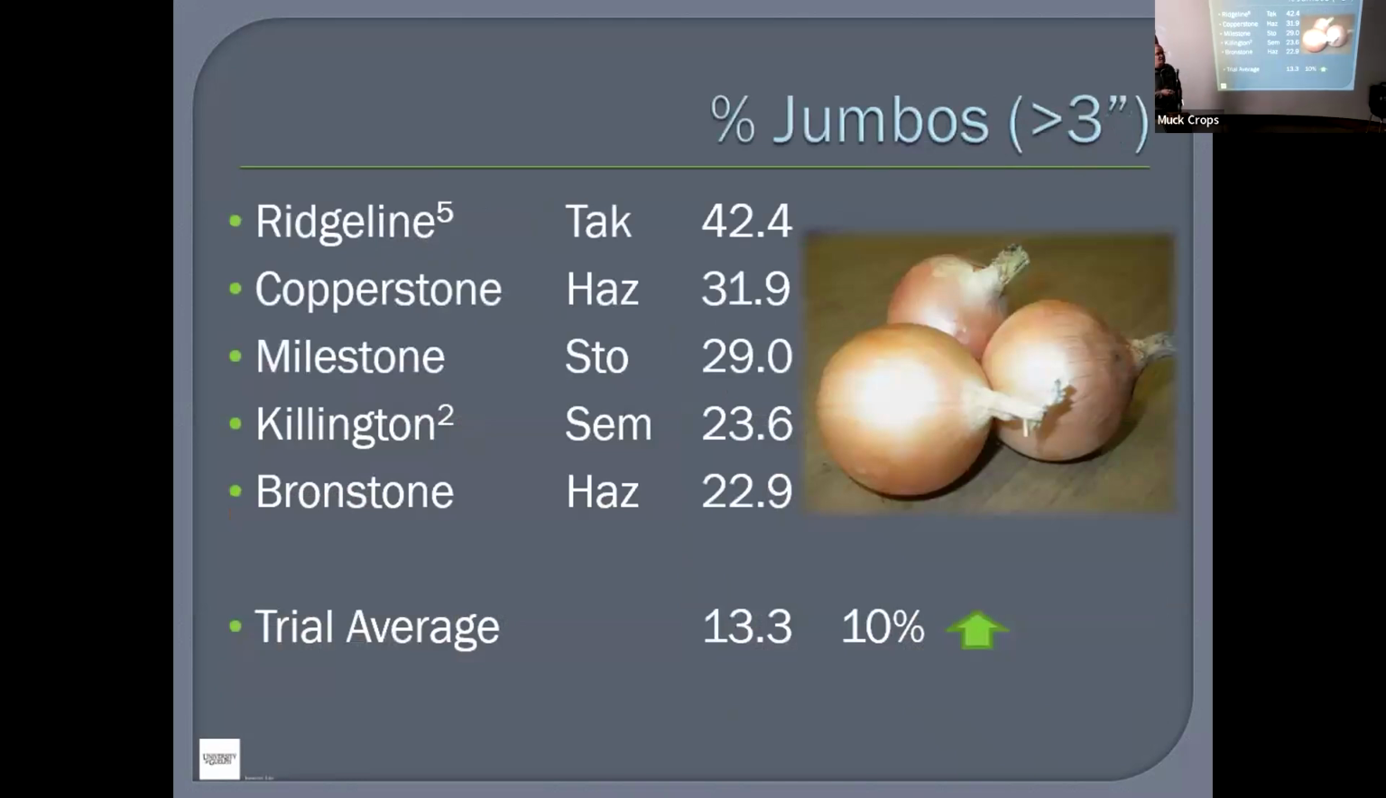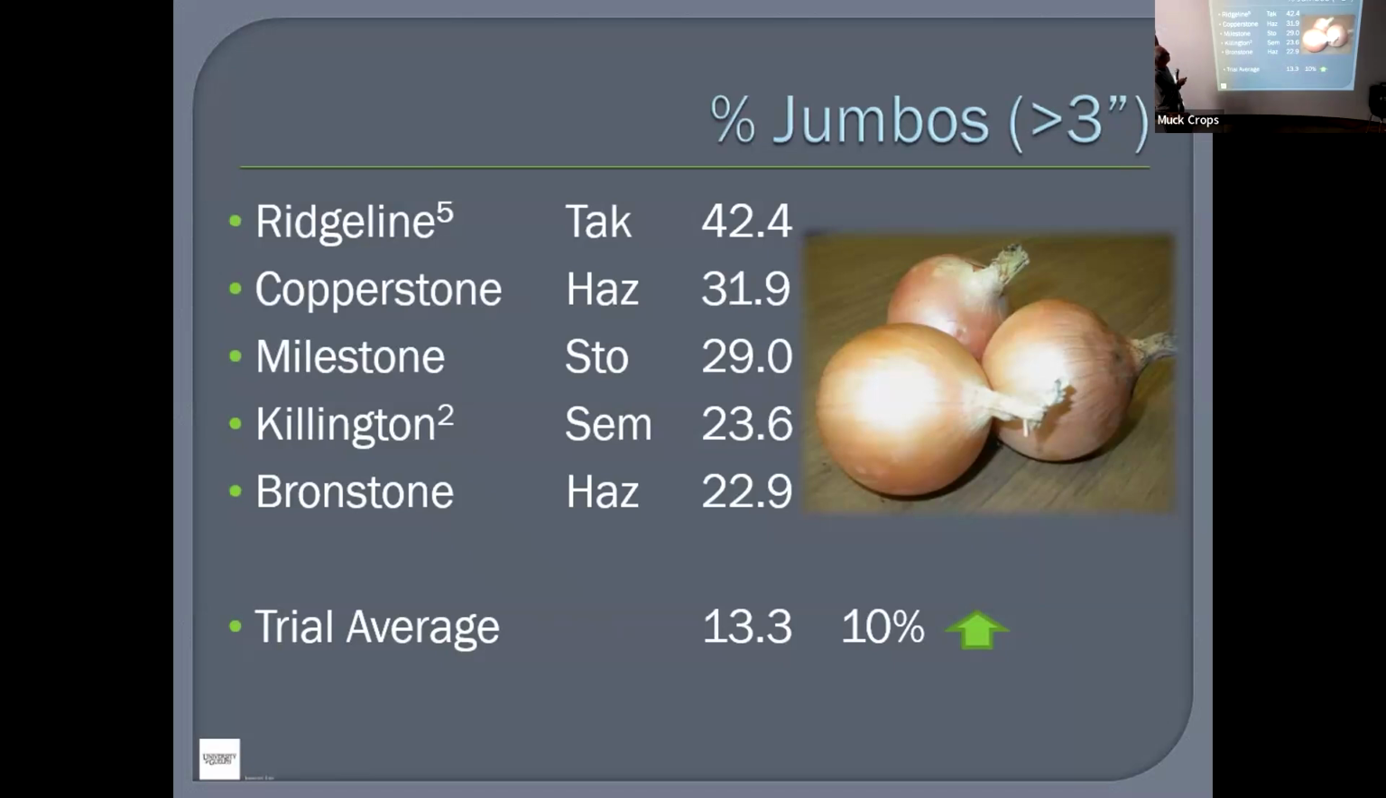Jumbos, so looking at anything that's 3 inches or greater in size. Again, trial average was 13.3, up by about 10% compared to last year. I didn't think, when we were judging them, that there were a lot of 3 inch plus onions in there. So when I was doing the numbers, I was kind of surprised, but I guess 2023 was even that much poorer compared to 2024.